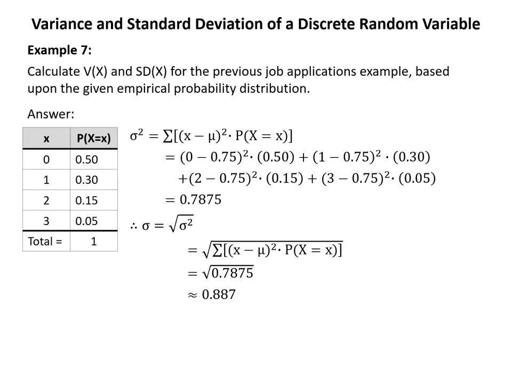0.7875. And then for the standard deviation, we simply take the square root of that. So the standard deviation will equal the square root of 0.7875, which rounds to three decimal places, or three significant digits as well, 0.887.